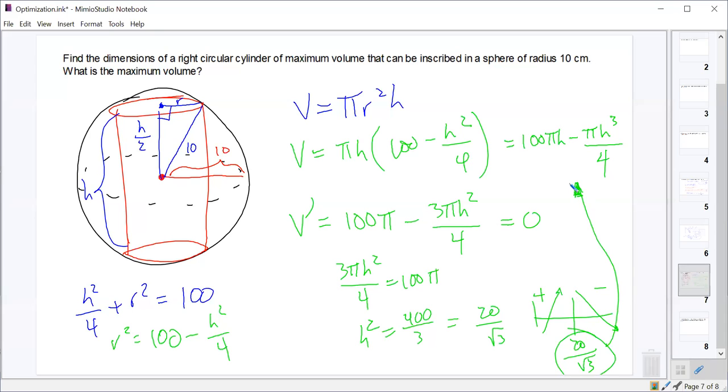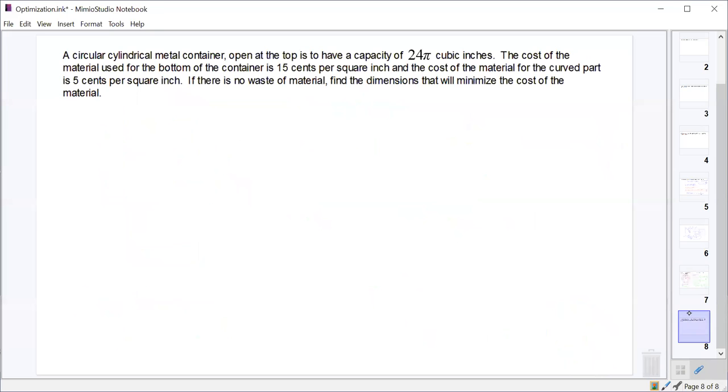Yes. Cool. All right, let's do one more of these nice, fun optimizations. In fact, why don't you guys do this optimization problem on your own? I'll give you about 5-6 minutes here and you can work through it. Sound good?